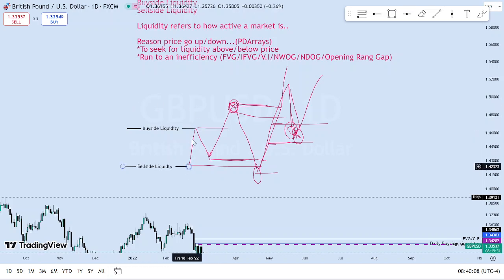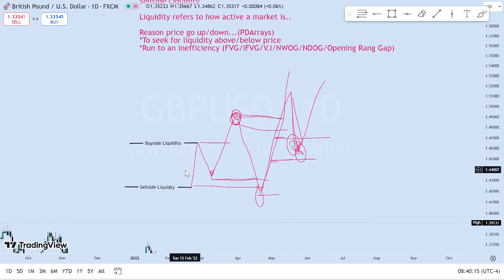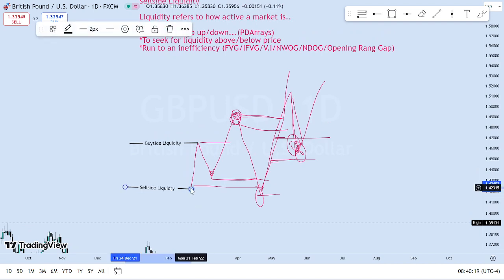So let's use this diagram to show you how to identify where buy side liquidity is resting and where sell side liquidity is resting. We see this candle, then here is the low, a bullish candle. We have a low here, then we have a high. This low is our sell side liquidity, while the high is our buy side liquidity.